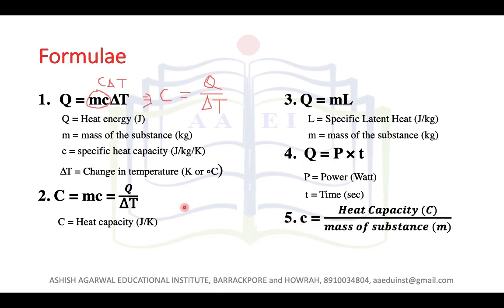Coming to the fifth one, we can get it from here only. What is the value of small c? Small c will be capital C upon small m. Just look at this part of the formula. Small c will be capital C upon m. That is what has been written here. Small c is equal to capital C upon m, where capital C denotes the heat capacity, m denotes the mass of the substance. This formula is just another derivation of the second formula.